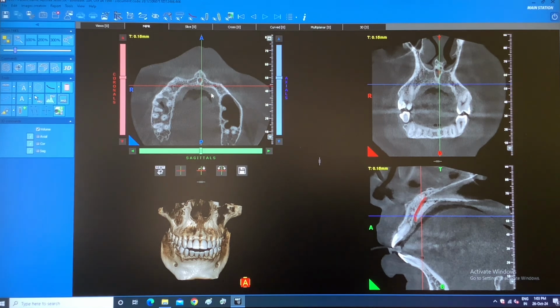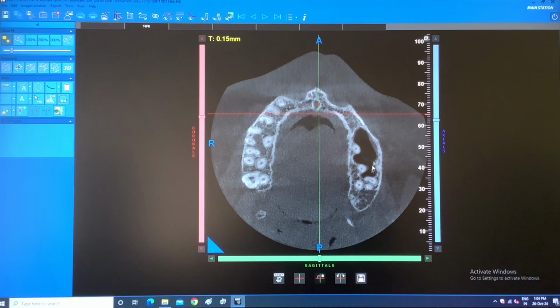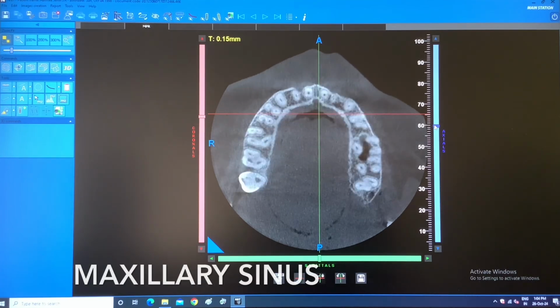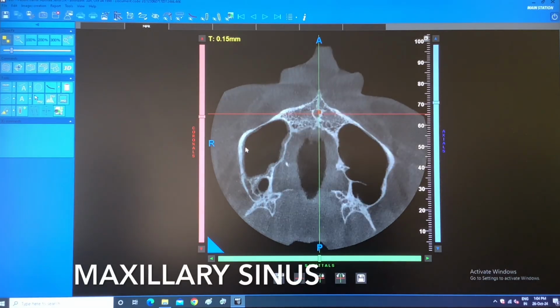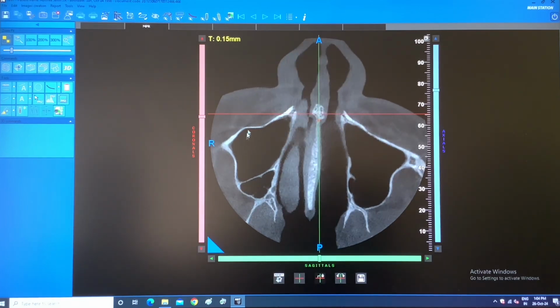So these are the important landmarks in anterior maxilla. That is, you have an incisive canal, you have the incisive fossa, you have anterior nasal spine, you have the floor of the nasal cavity. And moving on to the posterior region, the most important landmark is the floor of maxillary sinus. You have two maxillary sinuses, one right, one left, and you can appreciate the shape of the maxillary sinus, roughly pyramidal in shape.